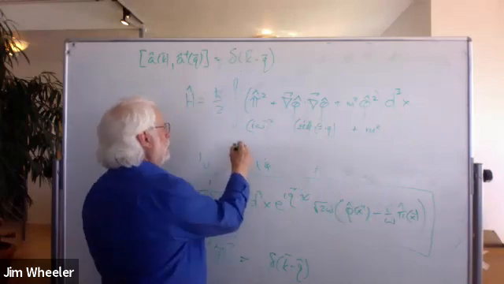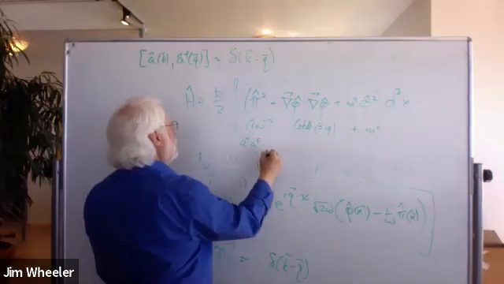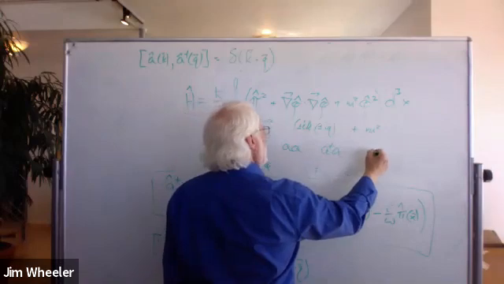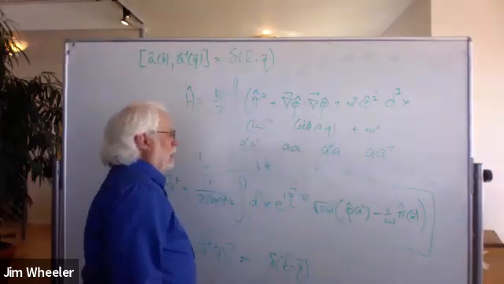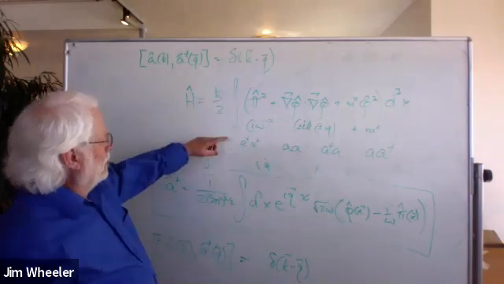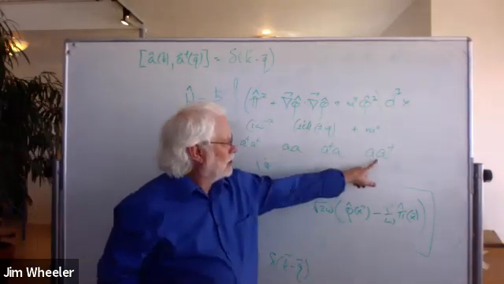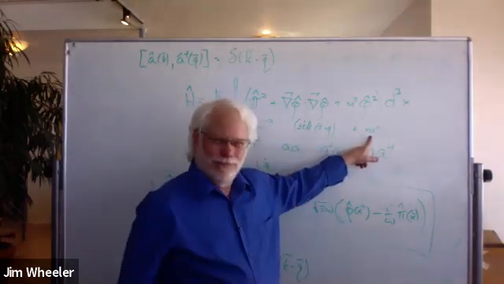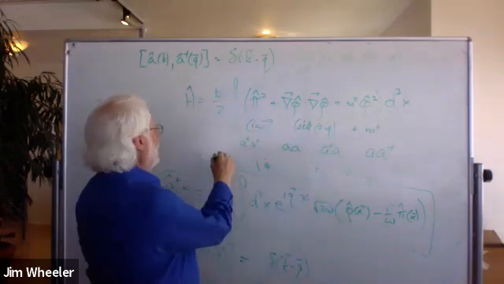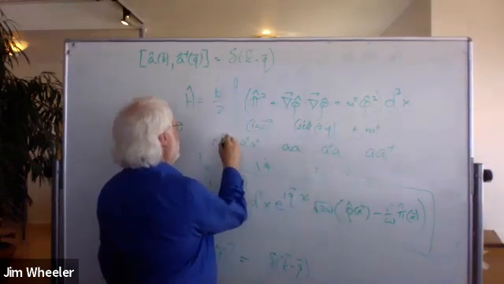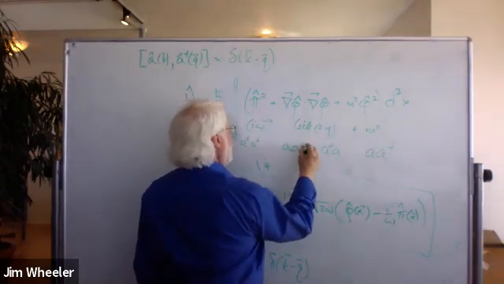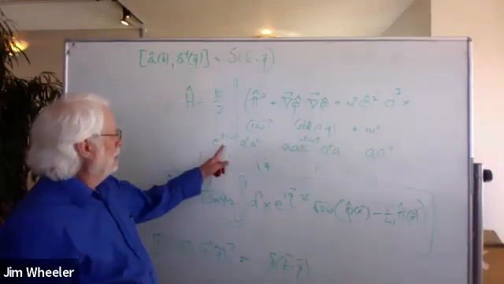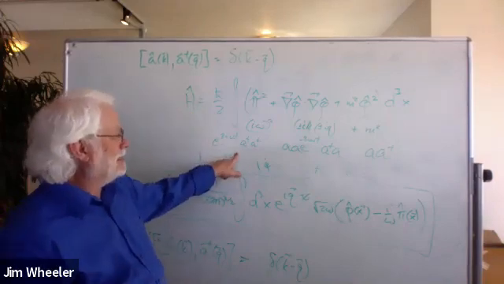You are going to have three terms. You're going to have an A dagger term, an A term, an A dagger A term. And you get, in front of each of these terms, a sum of these three with different signs. These guys have an e to the 2i omega t. These guys have an e to the minus 2i omega t. And the Hamiltonian is not time dependent, so these had better go away.